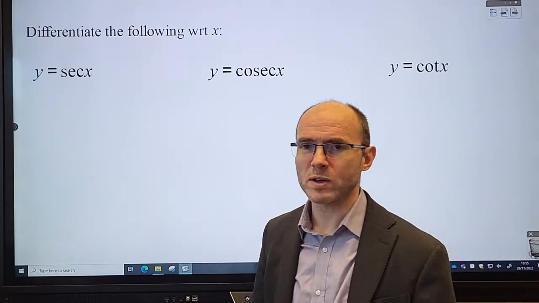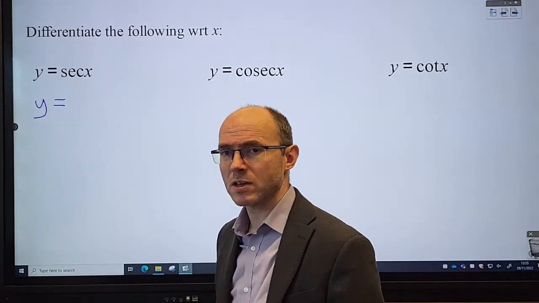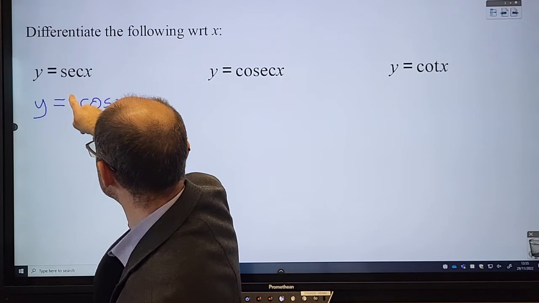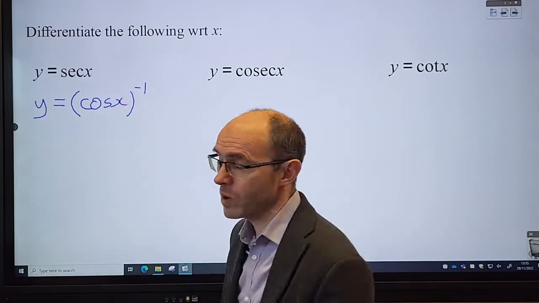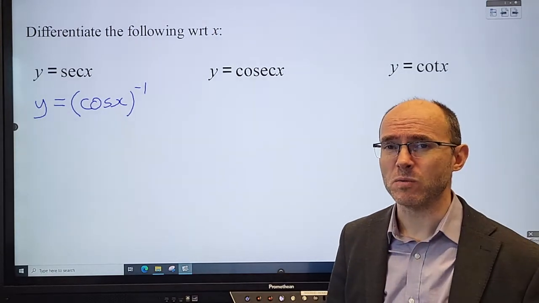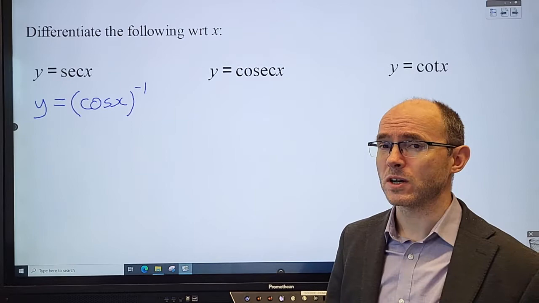So the first one, y equals sec x. What I'm going to do is first of all write it as cosine x to the power of -1. Because remember, sec x is 1 over cos x, isn't it? Okay, so I'm going to write it as cosine x to the power of -1 because it means the same, it's the reciprocal. And then I'm going to use the chain rule.